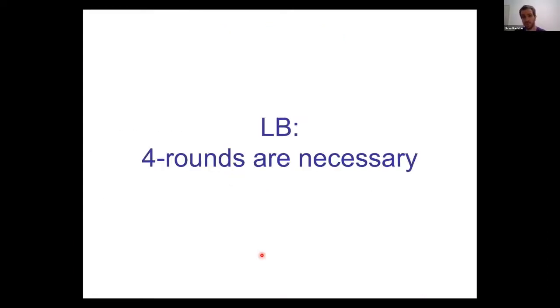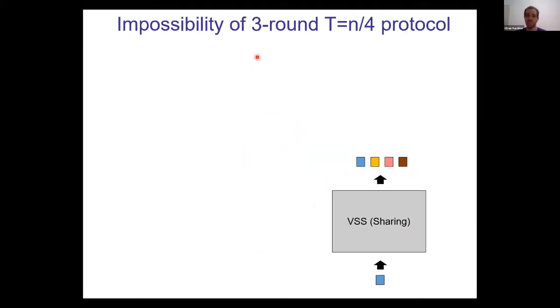Okay, so let me say just a few words about the lower bound. We won't have time to talk about the upper bound. So in the lower bound, our goal is to show the impossibility of a 3-round protocol when t equals n over 4. And our starting point is the lower bound of GIKR, Ishai, Kushilevitz, and Rabin, that show that there is no 2-round perfect VSS when t equals n over 4. And note that VSS is a very simple function that has only a single input from a single party, and all outputs depend on this input.